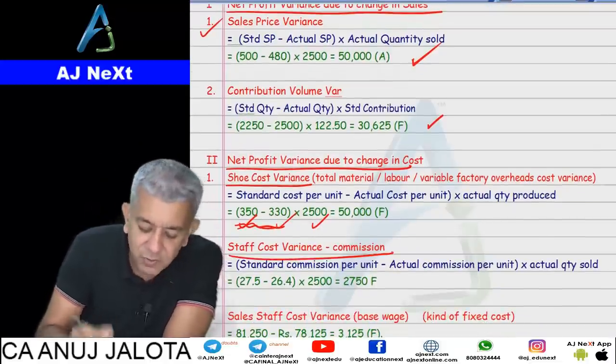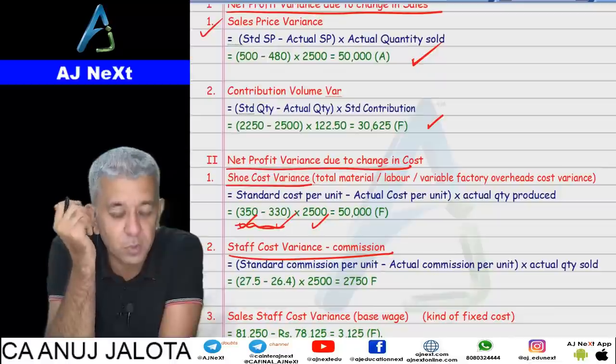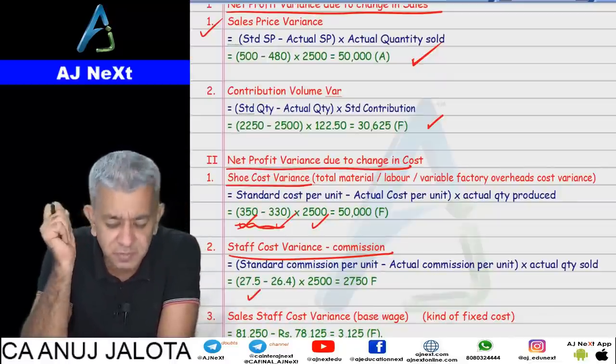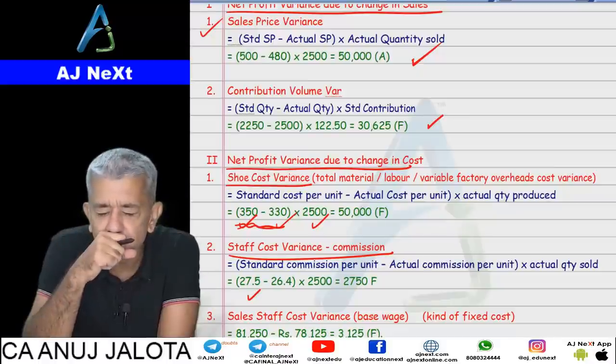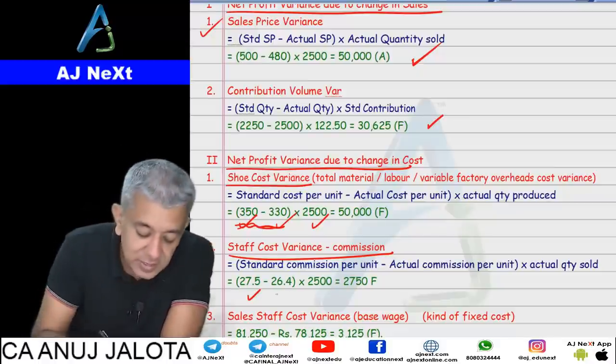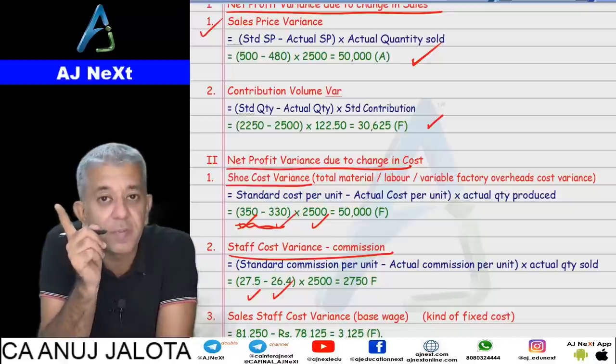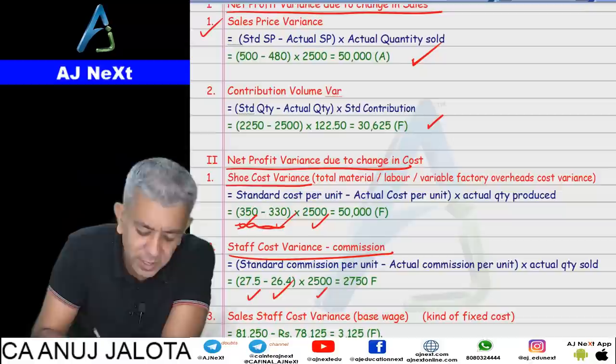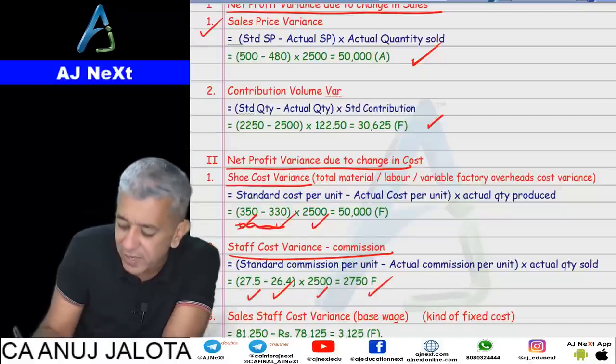Further, staff cost variance, the commission part. Your commission should have been 27.5. We wrote over there, that is 5.5% of 500, less 26.4, that is 5.5% of 480. So standard commission per unit minus actual commission per unit into actual quantity sold. So you will arrive at this answer.